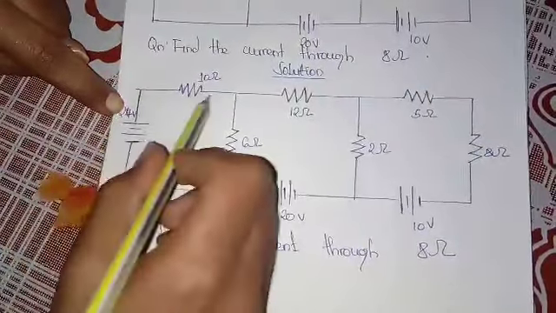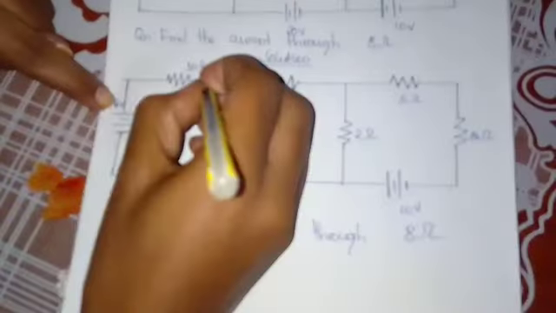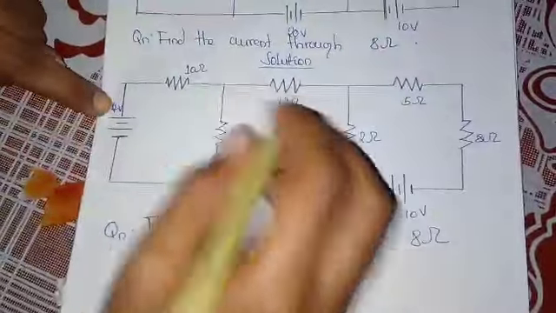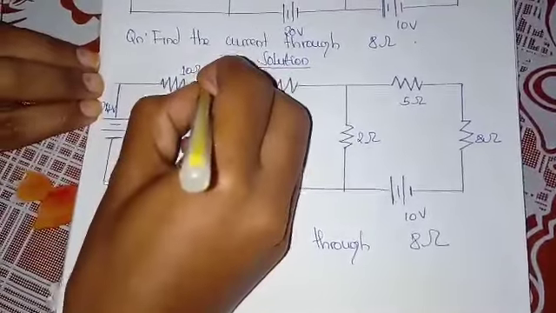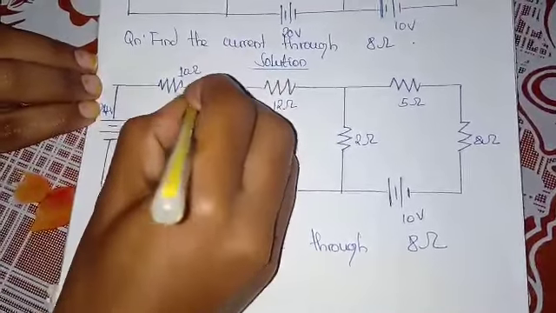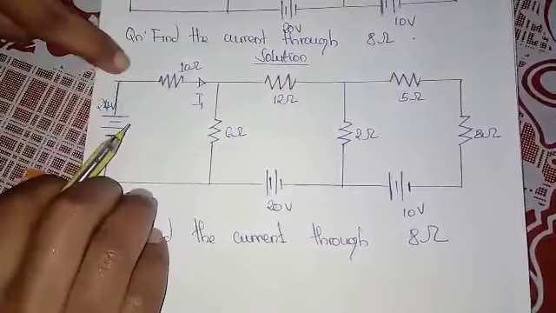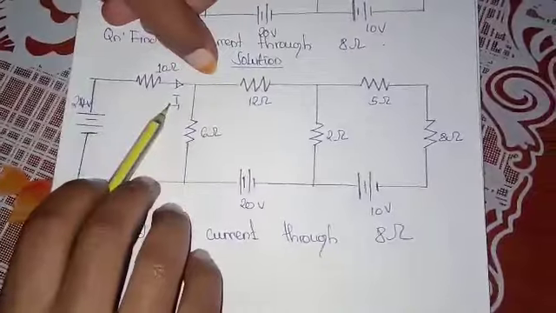From here, we will name this current as current 1. So the current from the 24 voltage source directed to the whole circuit will be current 1. It means the current from this source which will pass here will pass to the 10 ohms. It will be the current 1.